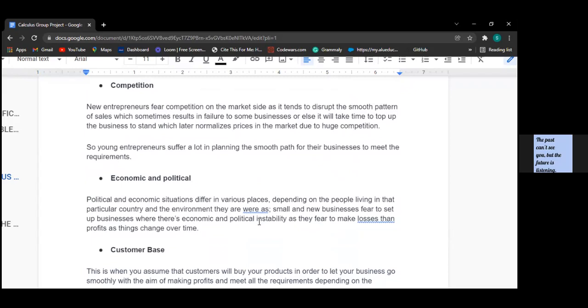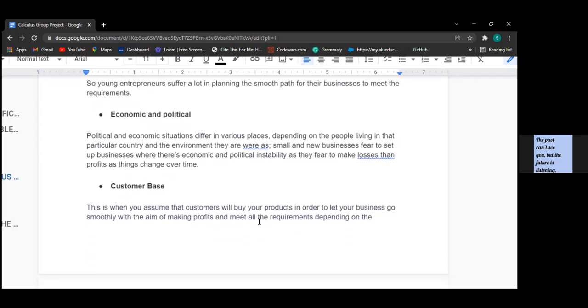And the fourth thing is economic and political stability. Most of the producers or firms go where there's good economic and political conditions, and where everything is quiet, so that they optimize profit when selling their products to customers without the fear of losses at a particular time.